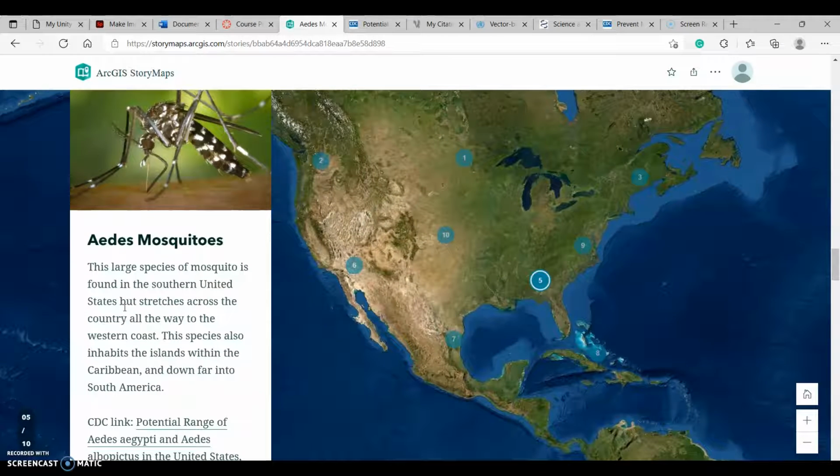And for this presentation, we wanted to talk about the Aedes mosquito. These are very large species of mosquito. They're found throughout the southern United States. However, they do stretch out west to southern California, Arizona, parts of New Mexico, things like that. But they also can inhabit the islands in the Caribbean and places like Cuba, Haiti, and the Dominican Republic. They're also found in South America and Central America. They really do prefer subtropical climates, but they can survive in some temperate climates. However, they're not as successful in these places.